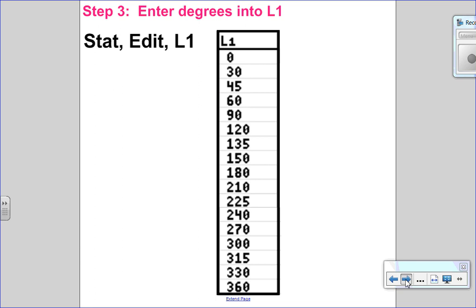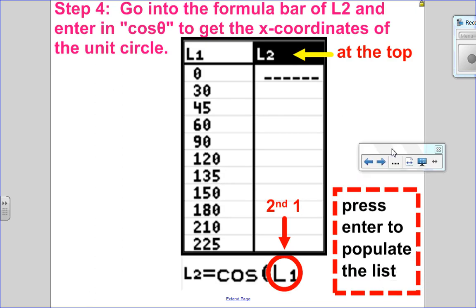Okay, step number 4. Go up to the top of list 2 and highlight it. And when I highlight it, it opens up this formula bar. In that formula bar, I'm going to enter in cos of list 1, which says I want to take the cosine of all the angle measurements in list 1.